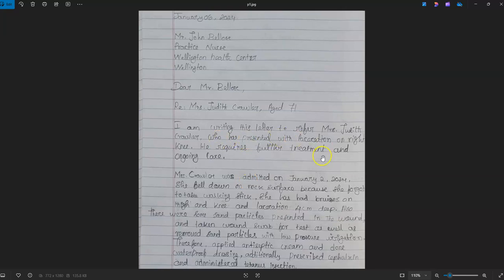So I'm writing to inform you of the condition of Mrs Judith Crawley, who was recently treated for laceration of the right knee, and to request further treatment, etc. Right? So you could get some better marks for that purpose, if you do it nice and clearly. So I would use a simple past there, but you don't need to say who has presented, and here you have was admitted.